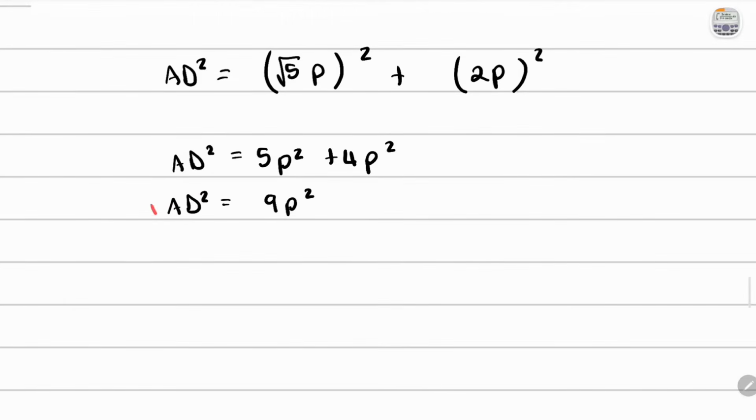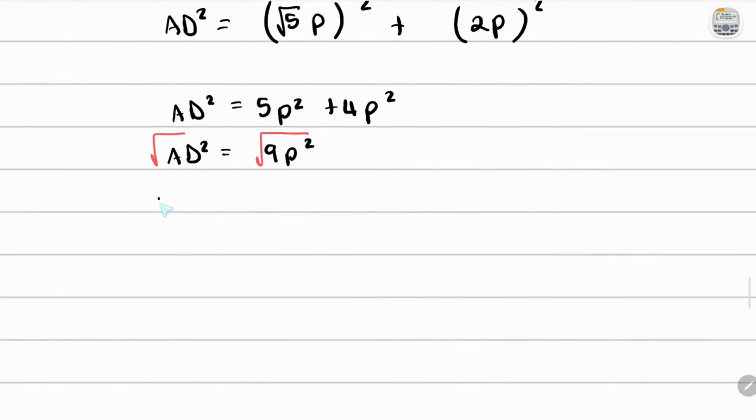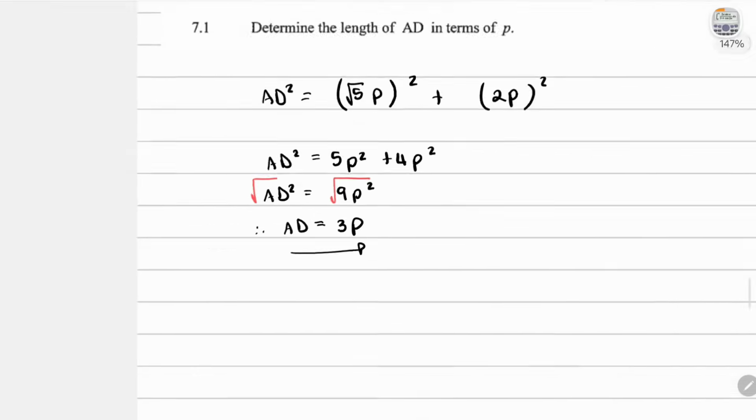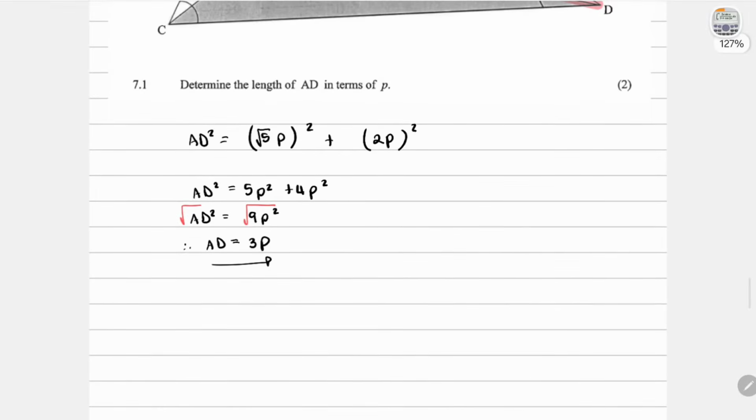Then to solve for AD, we can square root both hand sides. We don't have to consider the positive and negative solution because these are lengths, so they will always be positive. So this is 3p, and there we go. That is AD in terms of p.